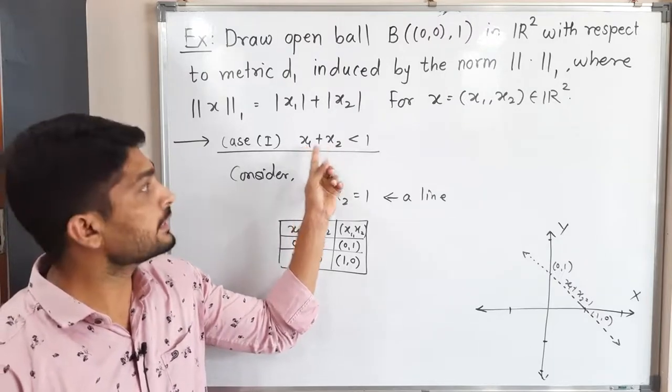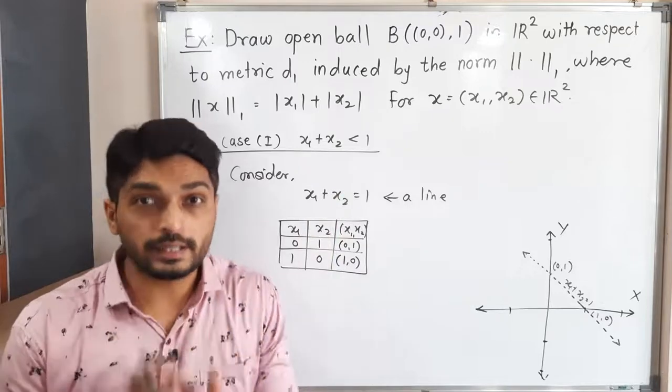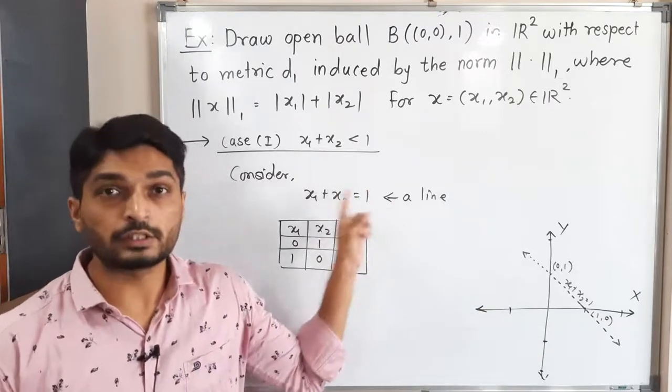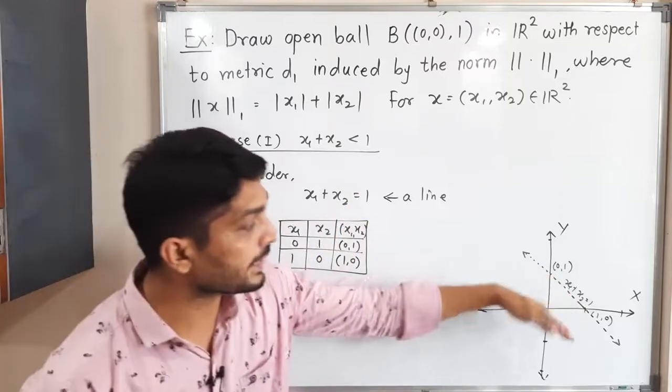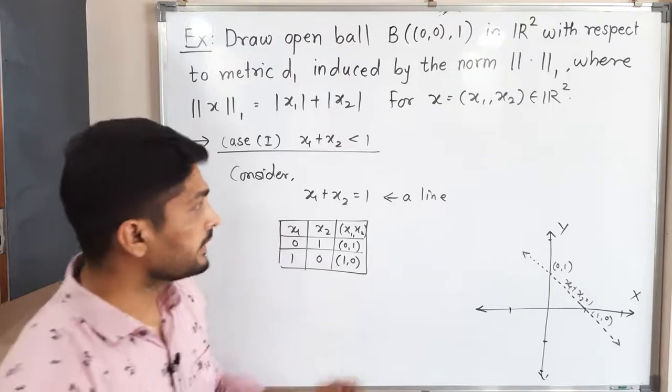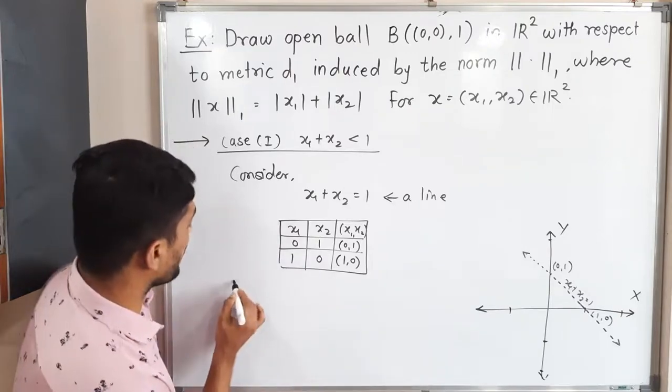0 is less than 1, condition is satisfied. That means (0, 0) satisfies this condition. Therefore the region also lies on the side of (0, 0). That means the region lies on this side of the line. Let us go further. What is the second case we have?